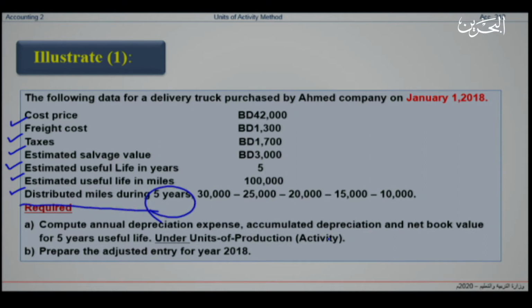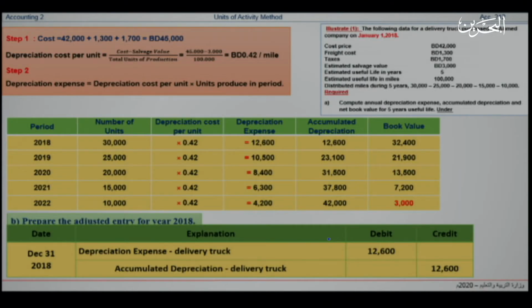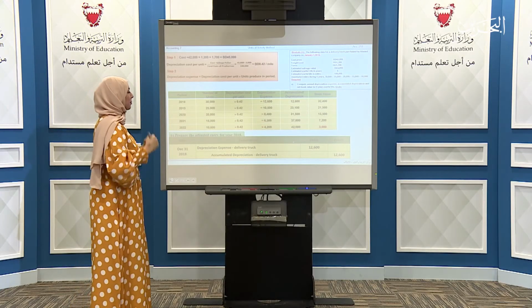What's required from you, my dear student? Firstly, compute the annual depreciation expense, accumulated depreciation, and the net book value for the 5 years of useful life under the unit of production or the unit of activity method. Secondly, prepare the adjusted entry for year 2018. Let us try to answer this question.